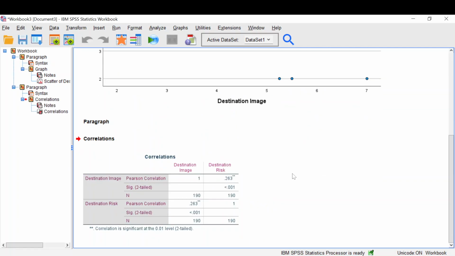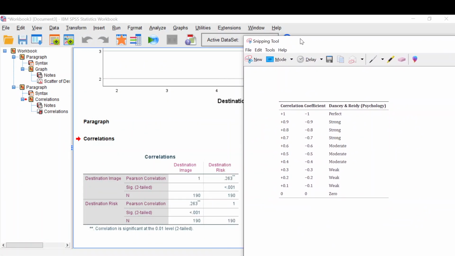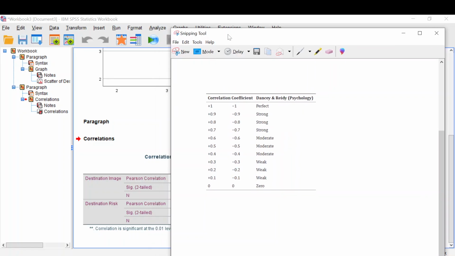Here we have the correlations. You'll notice that destination image and destination image are positively correlated at 1. What does that mean? There's a handy table here that will show us the significance of these R values. An R value is essentially how strong the correlation is between two variables. We call it the correlation coefficient.